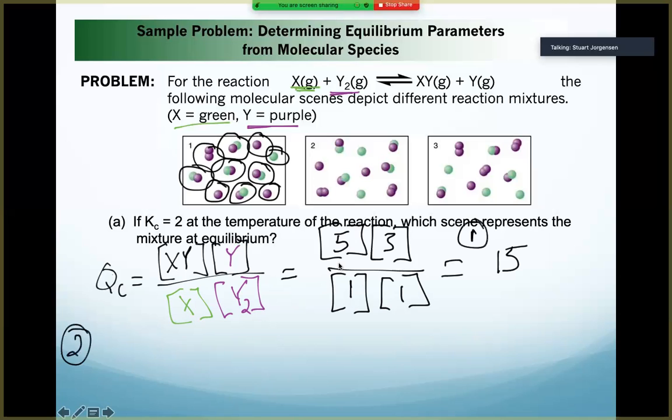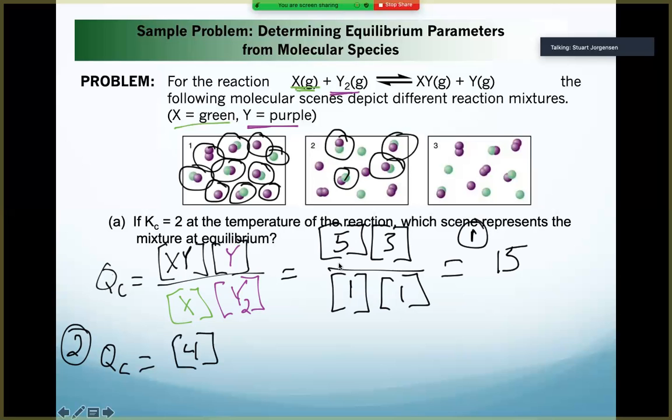For box 2, same QC, it's the same reaction. We just are at a different point in our reaction. So now we can look, same process, different numbers. Our XY, we got 1, 2, 3, 4 of those. So for our new QC for box 2, we've got 4 of the XYs.